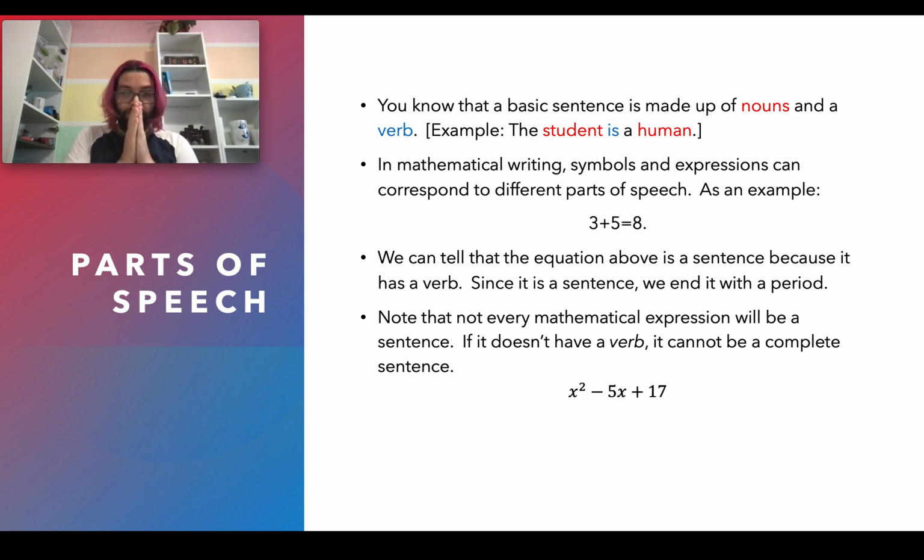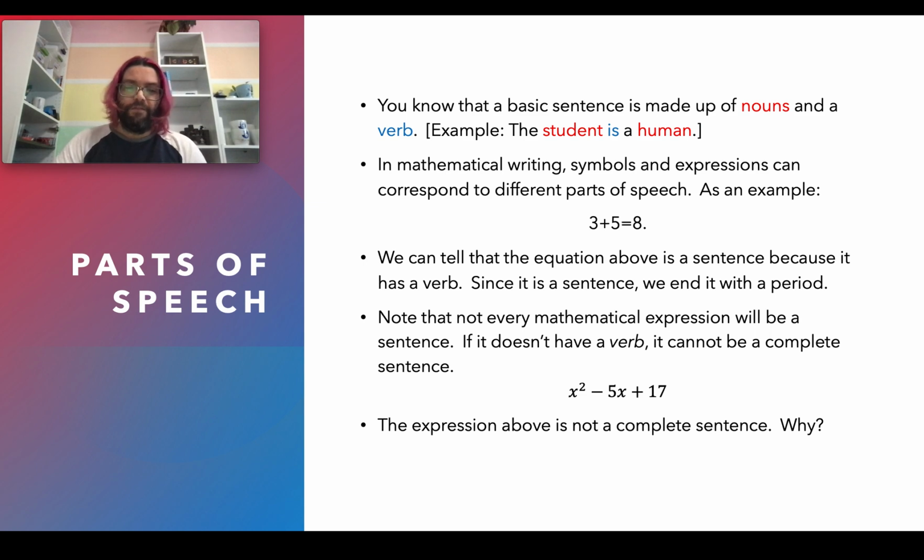So similarly, if I had something like x squared minus 5x plus 17, saying x squared minus 5x plus 17 is like saying the student. It's like, well, the student, what? The student is something, the student wants something, the student needs something. When I say x squared minus 5x plus 17, you're like, okay, that equals something, that is less than something, that's greater than something, this thing is not divisible by 5. Like, what do you want to say about it? What verb are you going to use along with this thing?